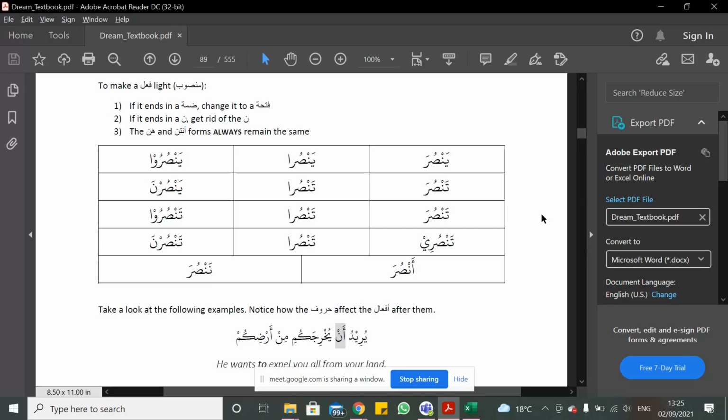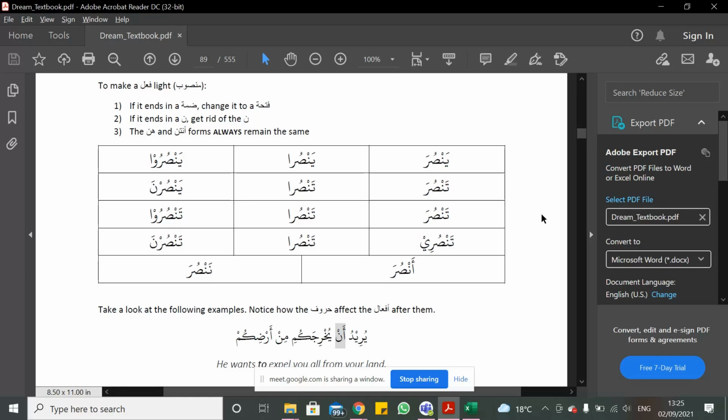To make a fail light, mansoob. 1. If it ends as a dhamma, change it to al-fatha. 2. If it ends as a noon, get rid of the noon. 3. The hunna and antunna forms always remain the same. Okay, so what do we get?